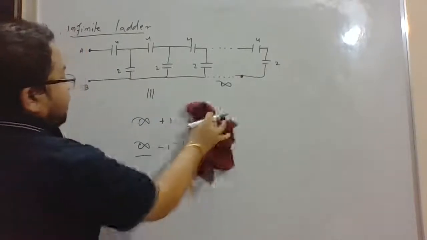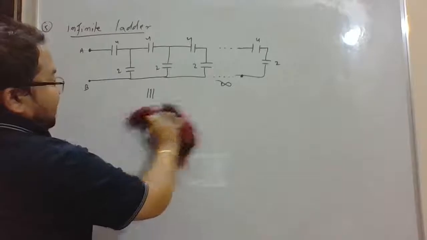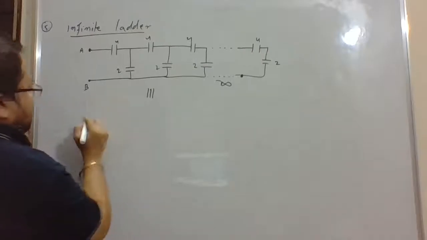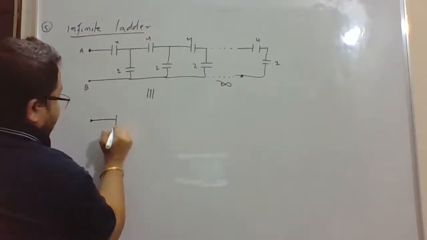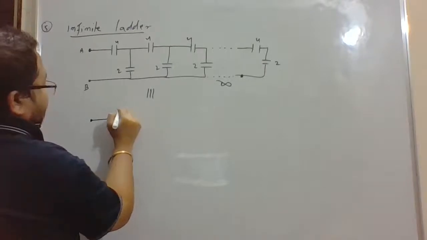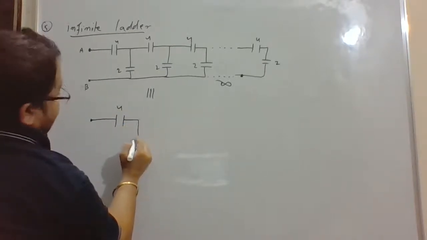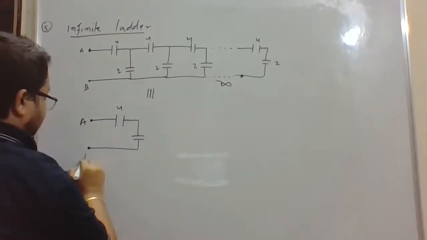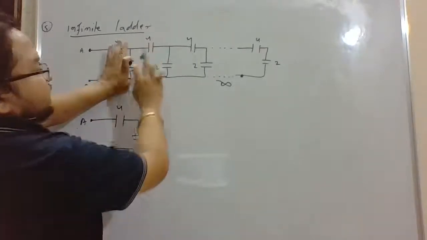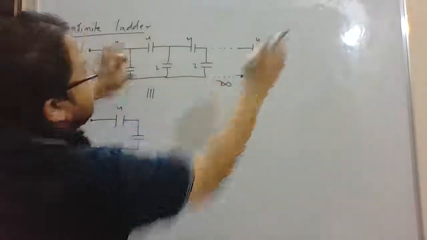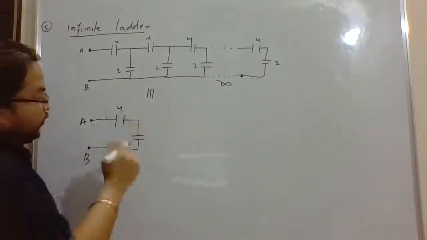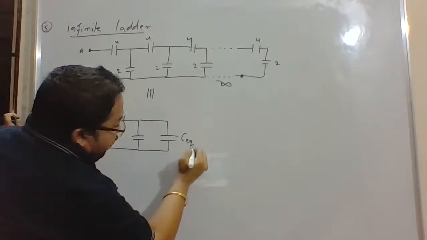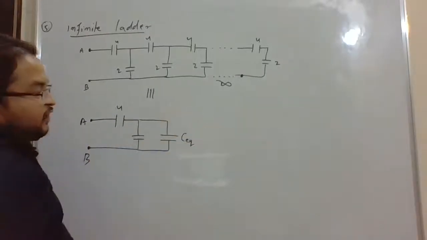The reason why we are doing this is, let me do one thing. Let me just leave out the first loop. Here I have one 4 microfarad capacitor, and one 2 microfarad capacitor. This is point A, this is point B. After this, if I leave this, can I say that the rest will still be an infinite ladder? So now this is an infinite ladder, and I want to find out the capacitance of this infinite ladder.